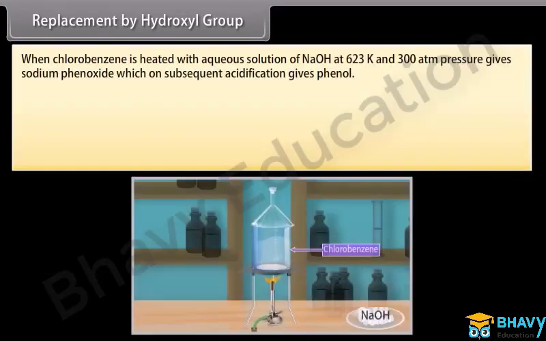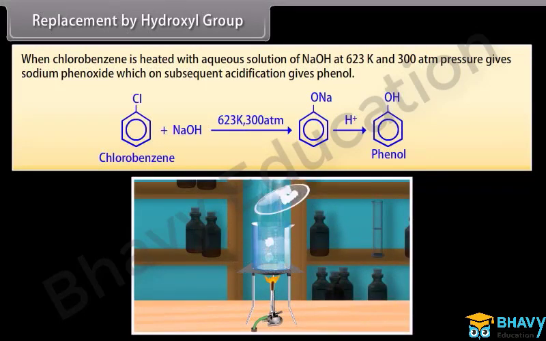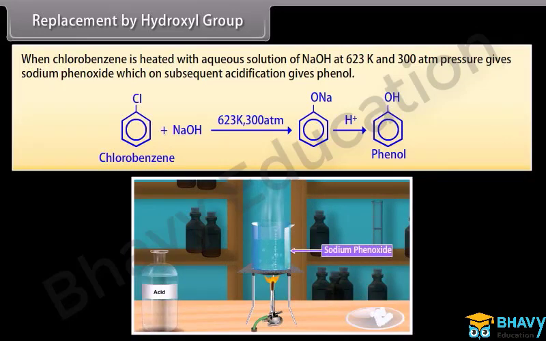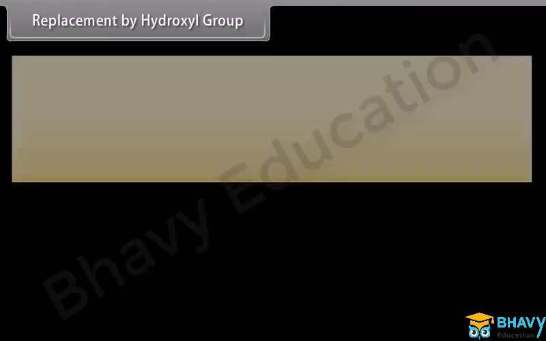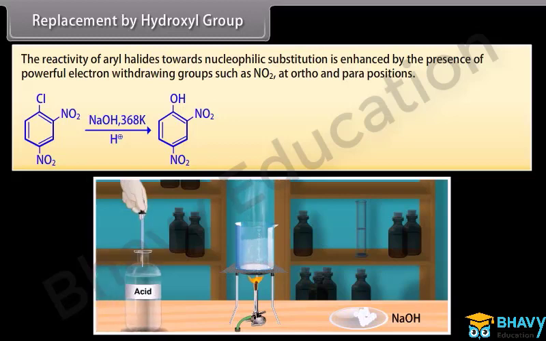Replacement by hydroxyl group. When chlorobenzene is heated with an aqueous solution of NaOH at 623 Kelvin and 300 atmospheric pressure, it gives sodium phenoxide, which on subsequent acidification gives phenol. The reactivity of aryl halides towards nucleophilic substitution is enhanced by the presence of powerful electron withdrawing groups such as NO2 at ortho and para positions.